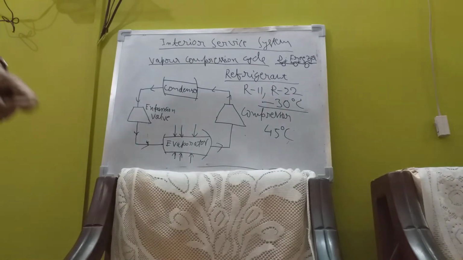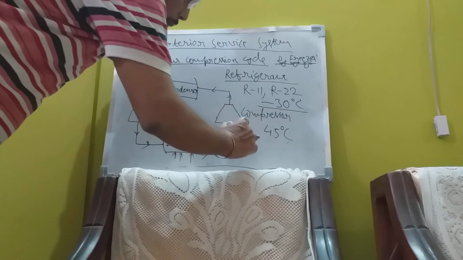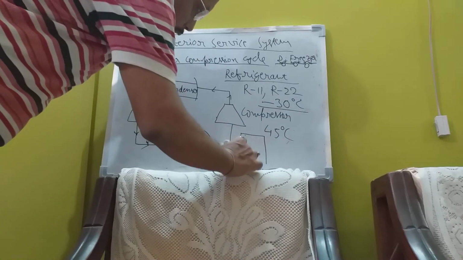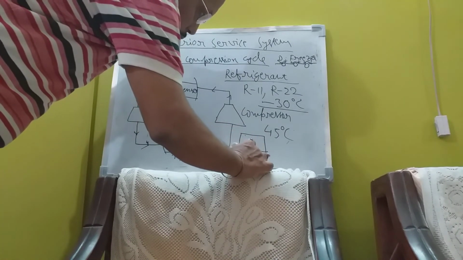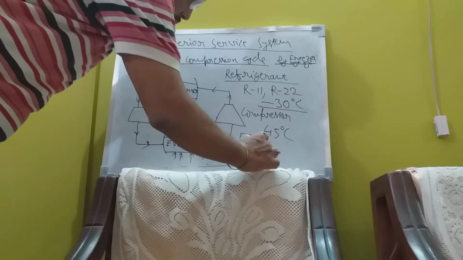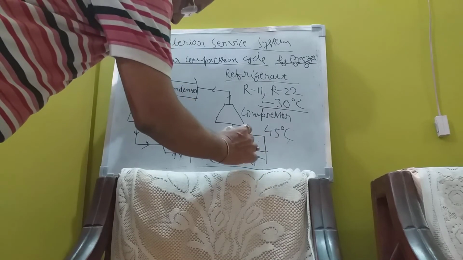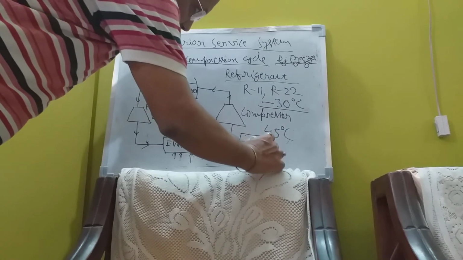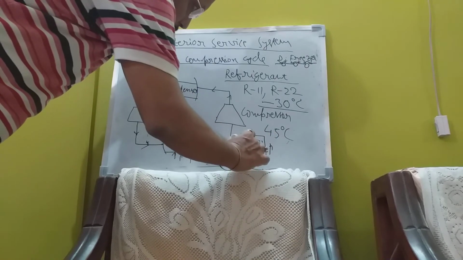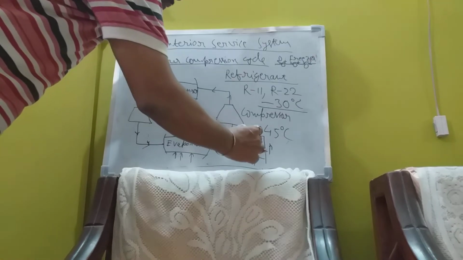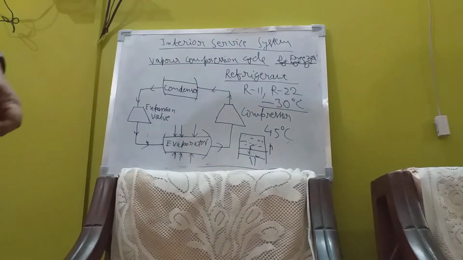How does it pump? It pumps by a reciprocating compressor, a particular type of compressor. This is a piston cylinder arrangement. This is the piston. There is refrigerant gas here. As the piston moves inside and outside, it compresses the refrigerant gas.